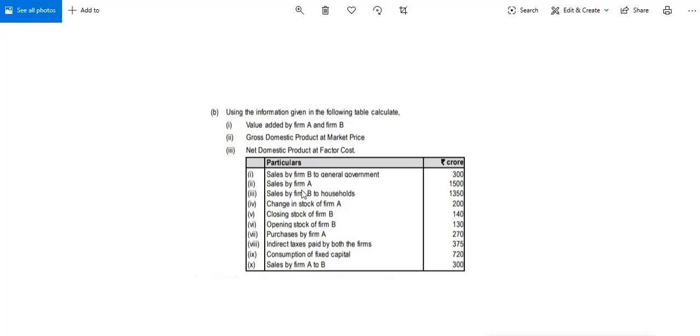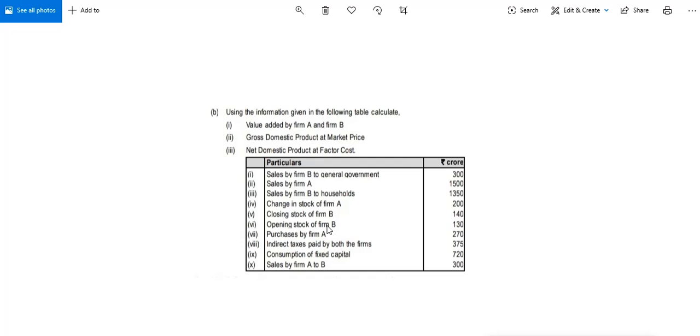Then sales by the first firm A, sales by the second firm to households. The first one is the sale of firm B to the government. Second one is the general sales of A. Third one is sales effected by B to the households. Then fourth item is change in stock of the first firm. Then change in stock of firm B.